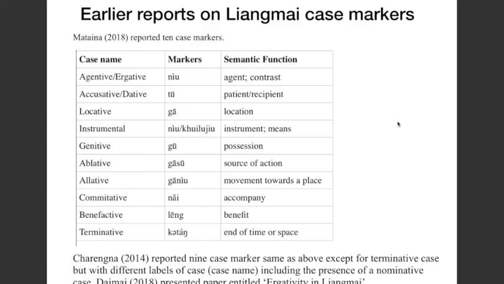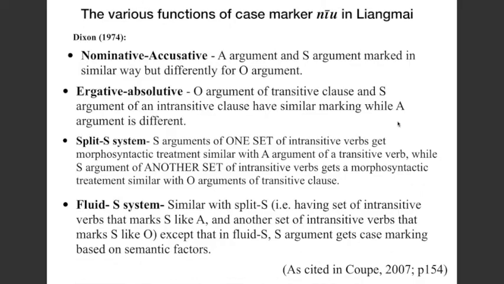In languages, core case marking patterns are recognized by looking at whether the language is marking syntactically or semantically. Dixon had given 4 patterns that are common to the world's languages. The first one is nominative accusative. In this pattern, the A argument and S argument are marked in a similar way, but differently from the O argument. The second one is ergative absolutive. The O argument of a transitive clause and the S argument of an intransitive clause have similar marking, while the A argument is different.